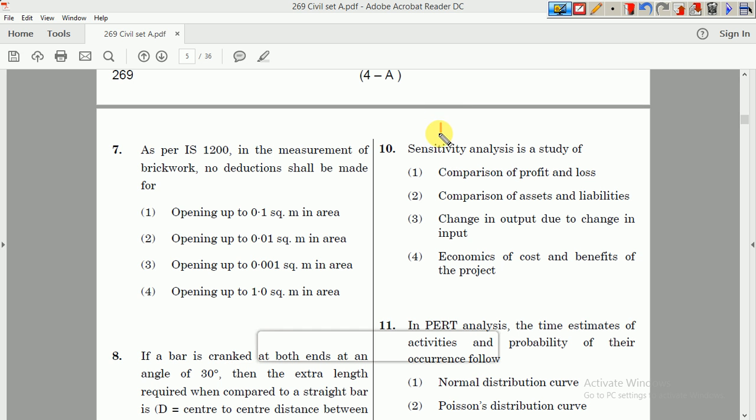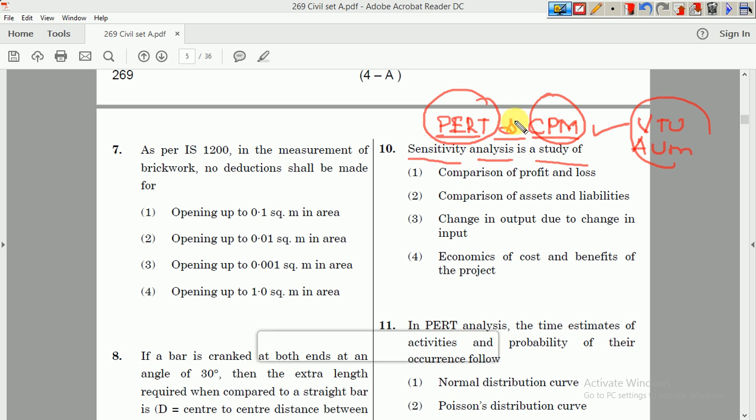Okay, the next question is sensitivity analysis is a study of. It comes in PERT CPM, which is very new to all VTU students as well as autonomous college students, because this PERT CPM we have not studied in our college days. But this is in the syllabus of the Indian Engineering Service. That is the reason nowadays KPSC is asking more questions on PERT CPM. Almost 5 to 6, sometimes up to 10 marker questions will be asked from PERT CPM.